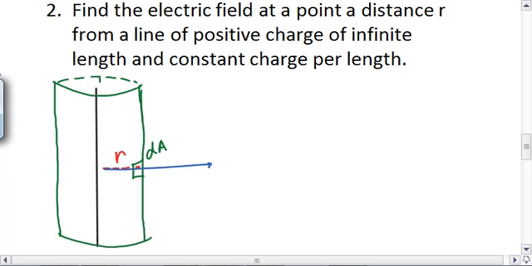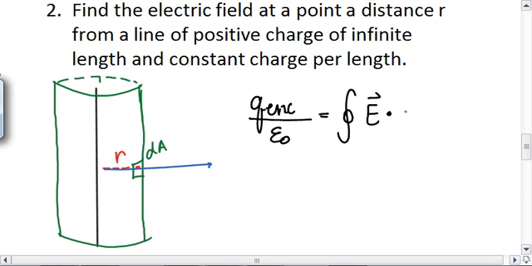All right, so you start with Gauss's law, and Gauss's law states that the charge enclosed by our Gaussian surface over epsilon naught is equal to the closed surface integral of the electric field, dotted with the area bit that is perpendicular to the electric field.